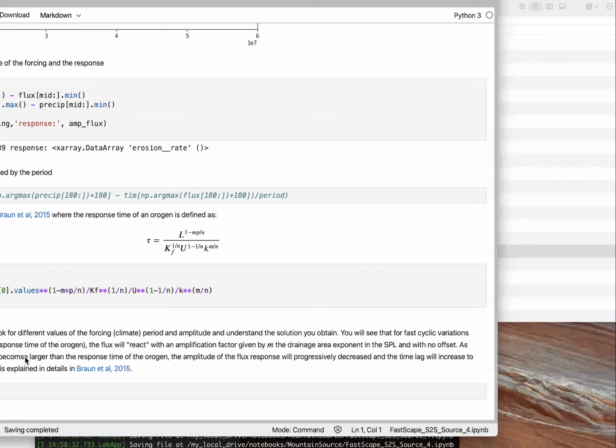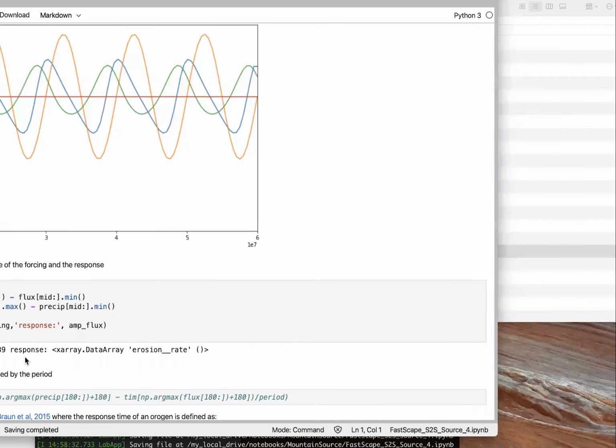We understand that if we have a cyclic variation that's near, we get in trouble. Everything gets out of phase, the amplitude decreases, we might not even see anything. But less than a million years, we can see them beautifully in the sediment flux coming out of the mountain. And we also know that the amplitude of the response is set by M, the area exponent in the stream power law.